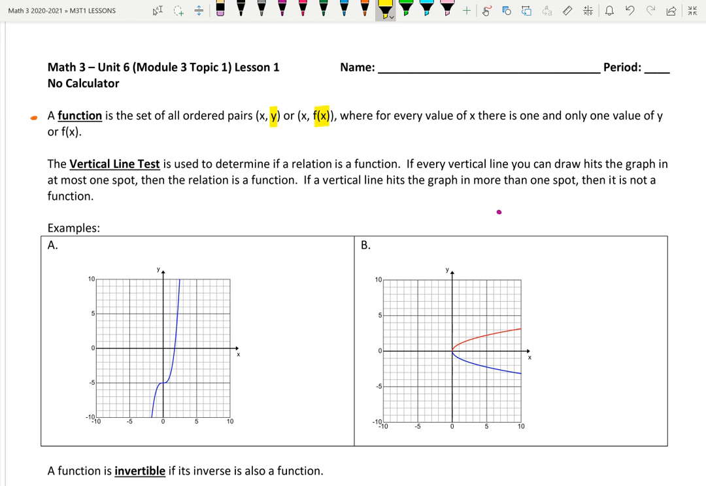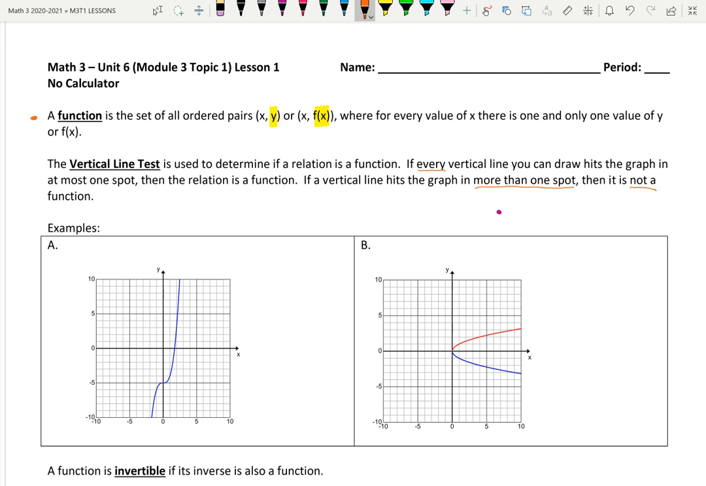Most things are a function. We're going to compare and contrast things that are not a function later on, but I just want to plant the seeds. The vertical line test deals with a function, and it's used to determine if a relation is a function. If all of the vertical lines hit the graph at most in one spot, then it's a function. If it hits more than one spot, then it is not a function.